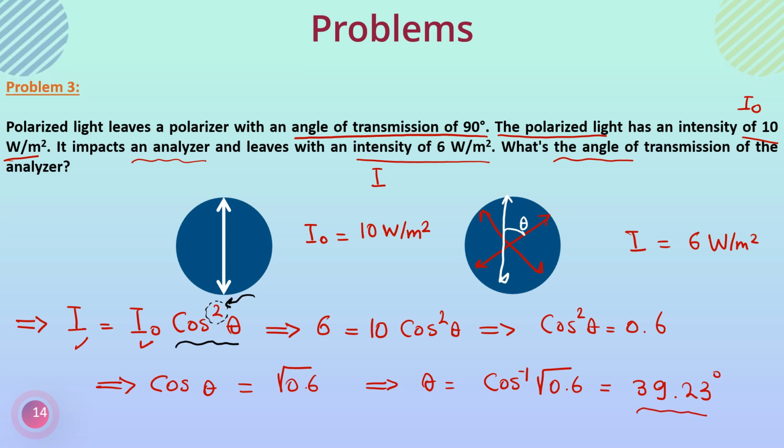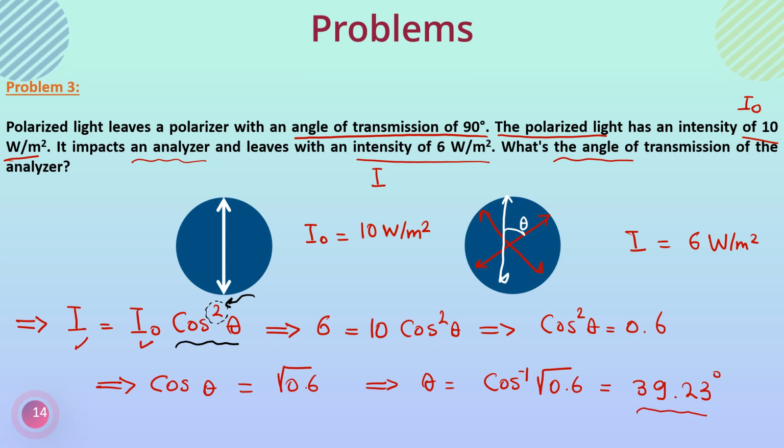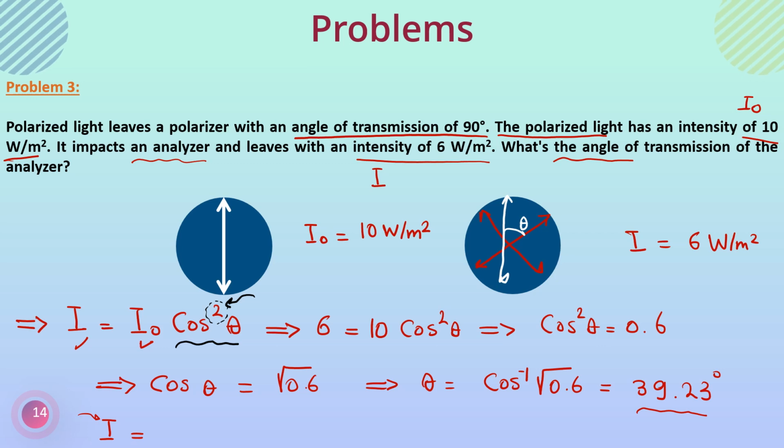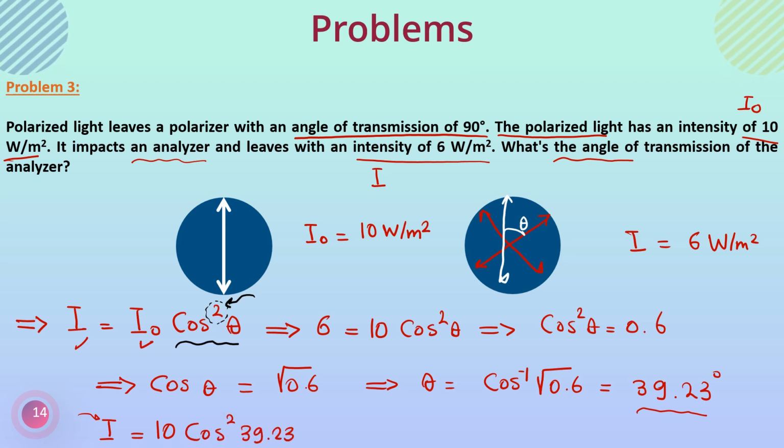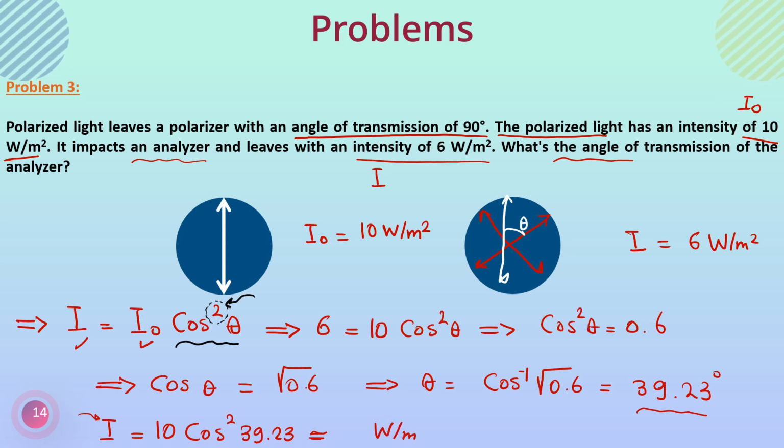How can we double check if this answer is true or not? You can try to find I by using the formula. Let's say I should come out to 6. I naught is 10, and the angle is 39.23, so cosine square 39.23. When you do it with the calculator, it is almost 6 watt per meter square. This is to double check.